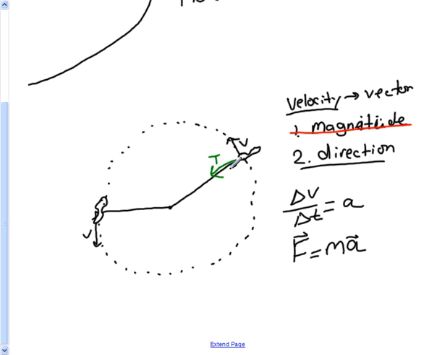Well, that means that tension has to be producing an acceleration that is going that direction. Well, that acceleration is known as centripetal acceleration. Okay, centripetal means center seeking.